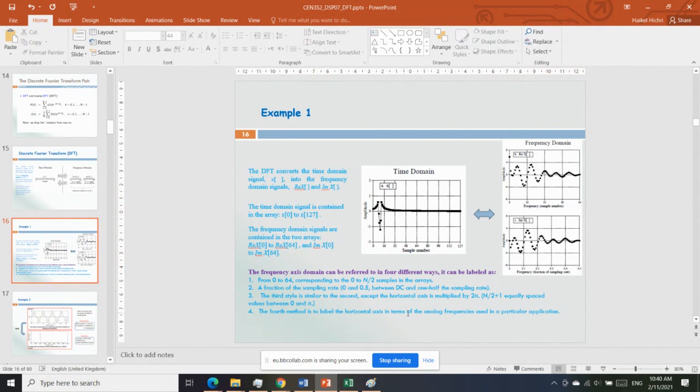The fourth method is to label the horizontal axis in terms of the analog frequencies in a particular application, so you put the frequency in hertz, according to the sampling frequency. So there are many ways to plot the frequency axis. For the time domain, you either put the sample numbers or put it in terms of time, in seconds, where each sample is a fraction of a second.